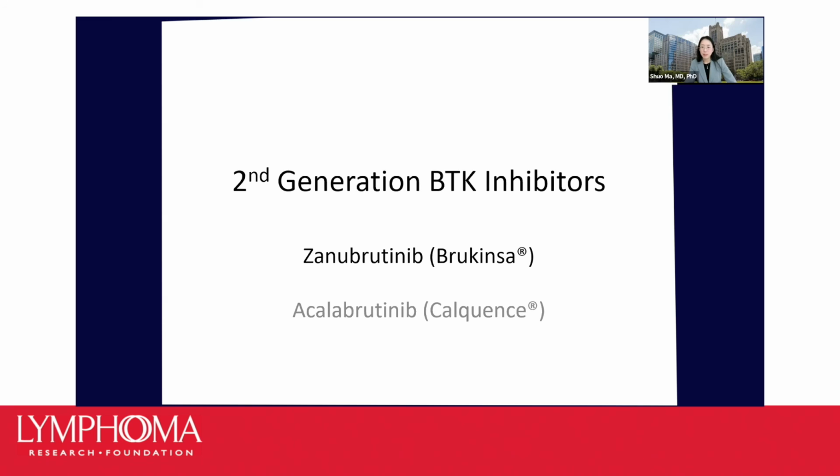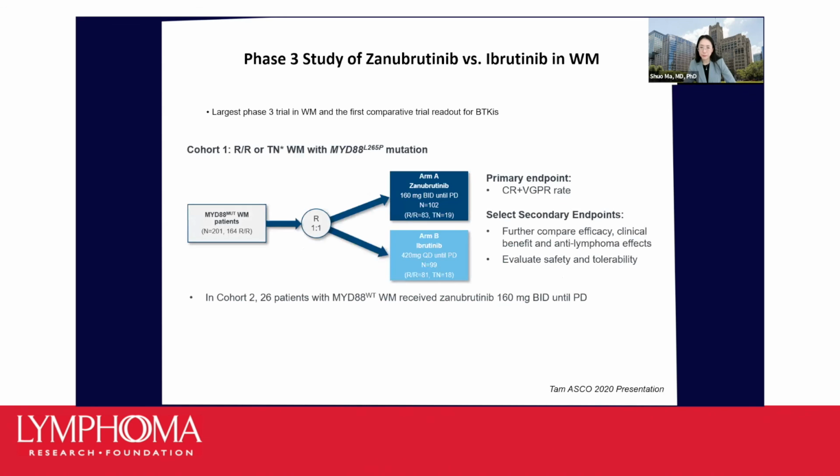The second generation BTK inhibitor, zanubrutinib or Brukinsa, is designed to be a more selective inhibitor for BTK. So ibrutinib, the first generation, inhibits not only BTK but also some other enzymes, which might account for some of those side effect profiles. So by having a more selective BTK inhibitor, we're hoping to see a better toxicity profile. This is FDA approved in August of 2021.